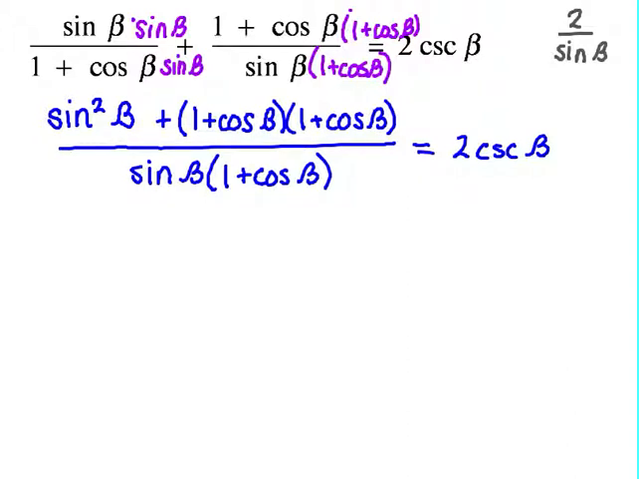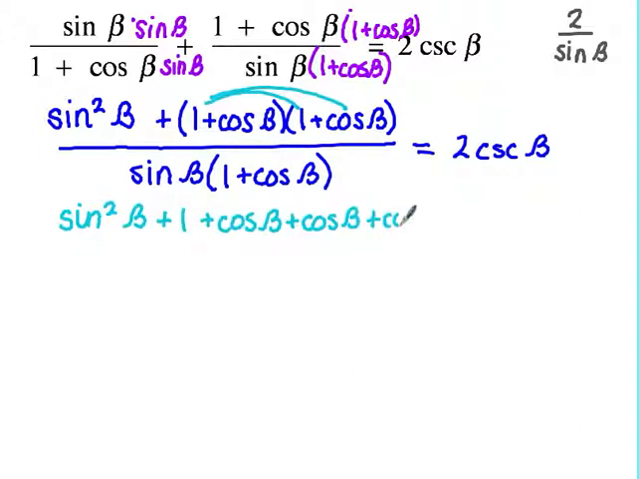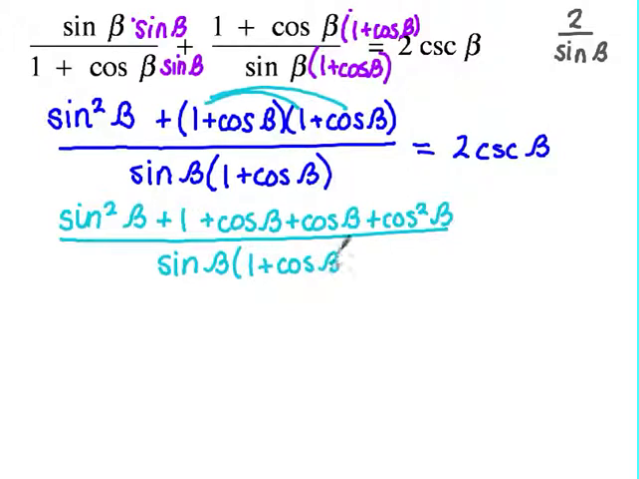So what do you need to do now? FOIL. Yep, FOIL out those. And I get what here? 1 plus cosine plus cosine plus cosine squared, all over sine times 1 plus cosine. One thing to keep in mind is you don't want to multiply that bottom out. We want to just leave that bottom alone for right now.